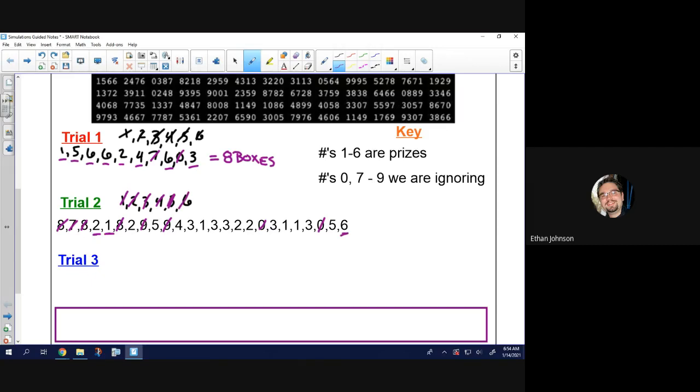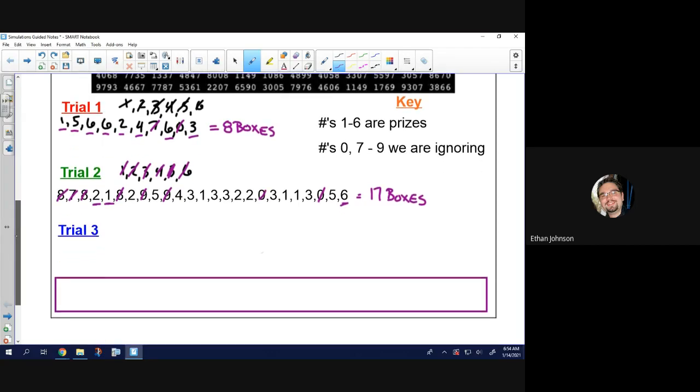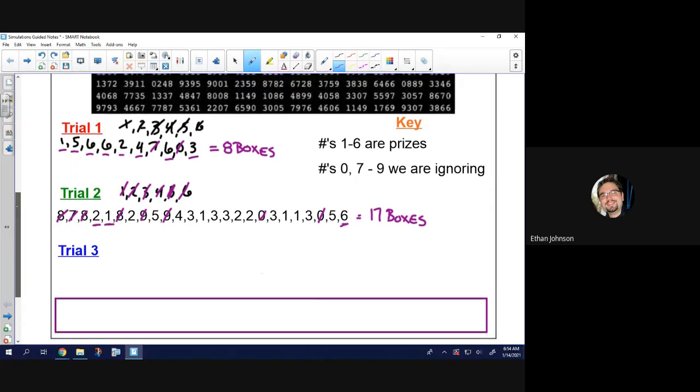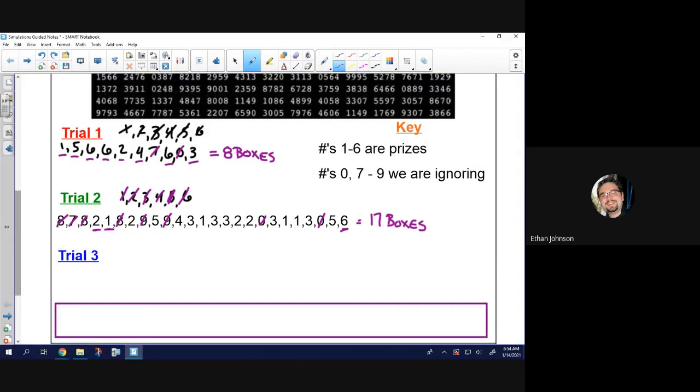So in this long strand, there are some numbers that we ignored. Well, let's count how many boxes. 1, 2, 3, 4, 5, 6, 7, 8, 9, 10, 11, 12, 13, 14, 15, 16, 17 boxes. Go ahead, run the third trial yourself and see how many total boxes we get.